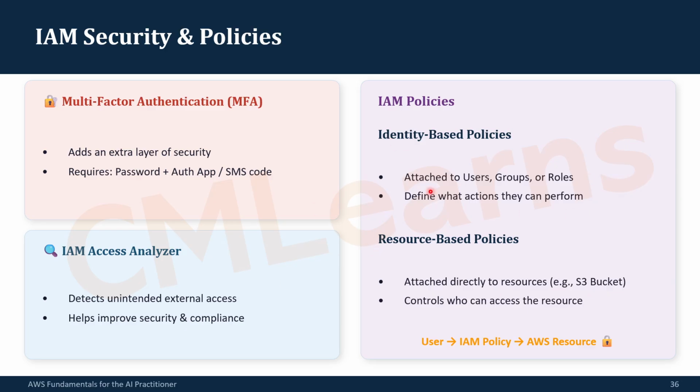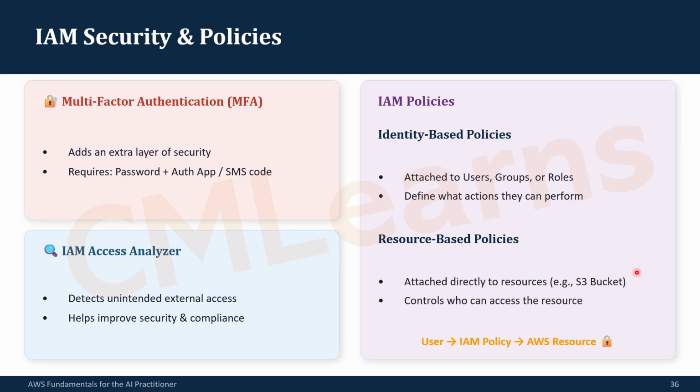And the IAM policies are also two types, identity-based and resource-based. Identity-based means policies attached to a user, group, or role, defining what actions they can perform. Resource-based policies are attached directly to resources. For example, for a particular S3 bucket, we will have policies related directly to that S3 bucket that control who can access the resource. So yes, we can have identity-based and resource-based.